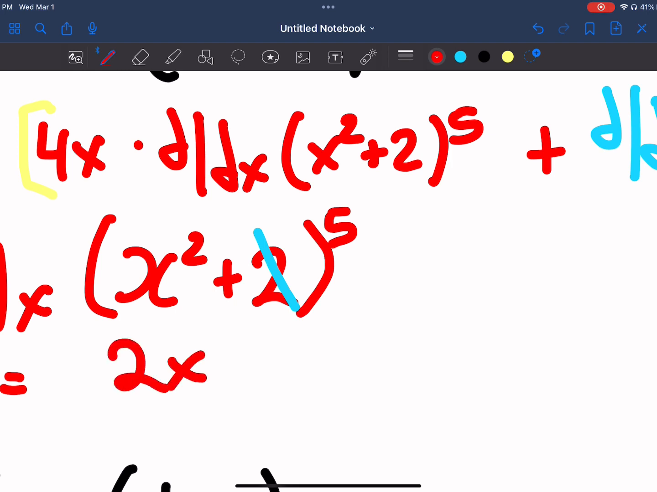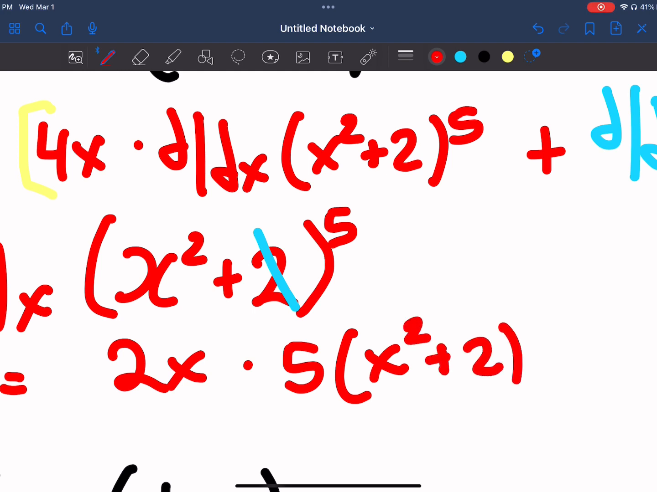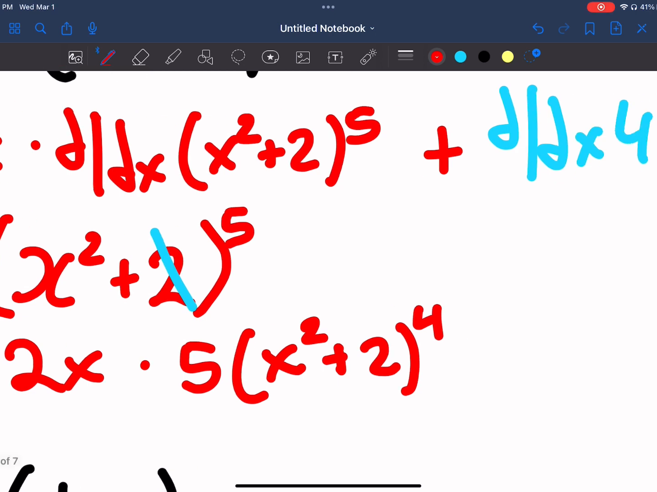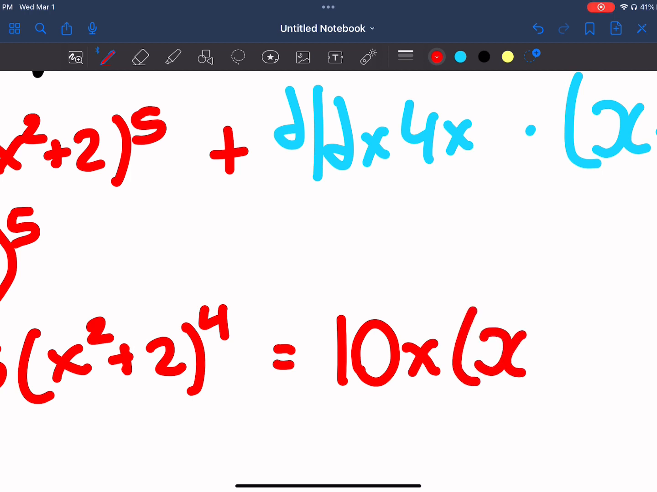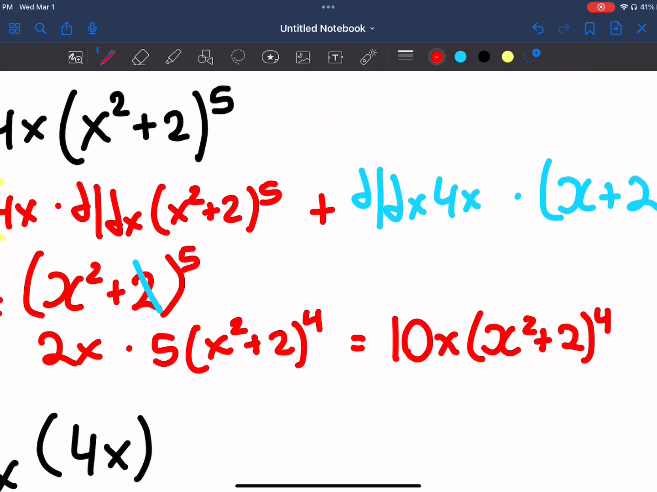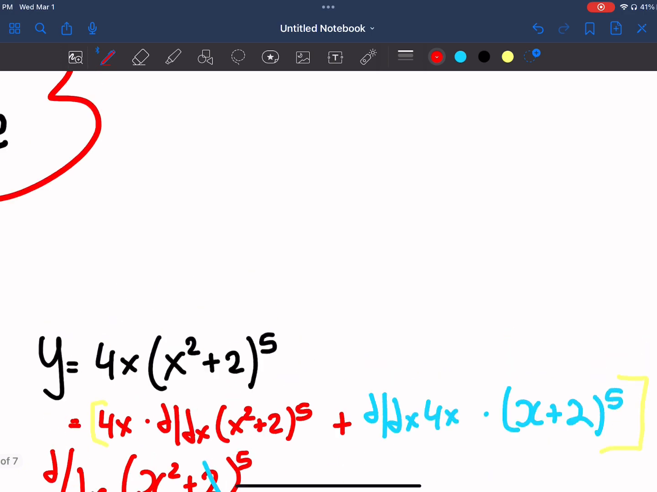So we'll have the same 2x, but remember for things like this we have to multiply the inside, and the derivative of the inside is equal to 2x, and we'll multiply it by the derivative of the outside, which is equal to 5 times x squared plus 2 to the power of 4. Remember, we just lessen 1 from the power and bring down the power in front of it, and it's very simple. And we just multiply what's there, so we'll have 10x times x squared plus 2 to the power of 4, right? Very simple. Hopefully you're understanding so far.